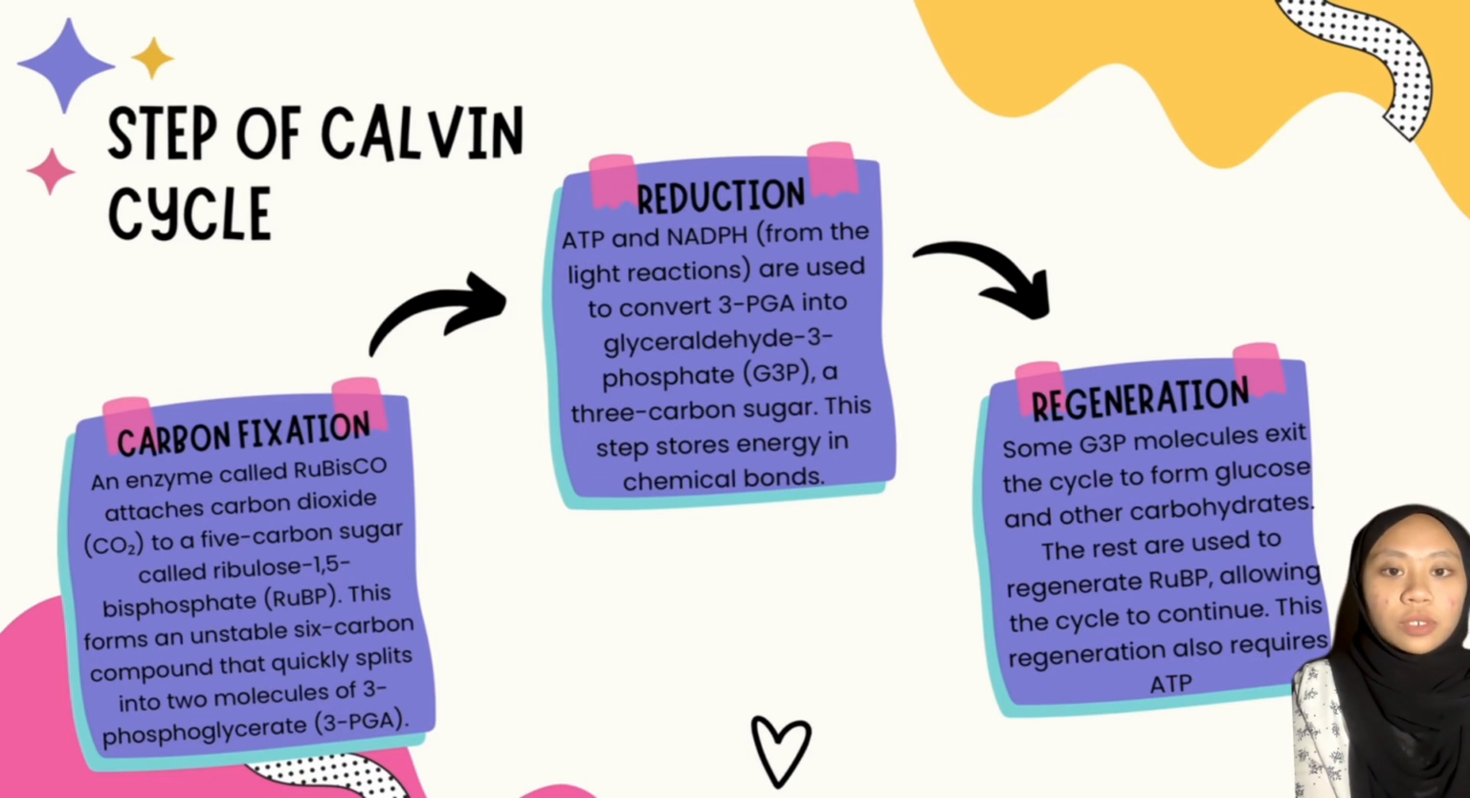First, the enzyme rubisco fixes carbon dioxide to RuBP, forming 3-PGA. Then ATP and NADPH from the light reaction convert 3-PGA into G3P, a sugar molecule. Finally, some G3P exits the cycle to form glucose, while the rest regenerates RuBP to keep the cycle going. This process does not require light directly and is essential for producing the sugar plants use for energy and growth.